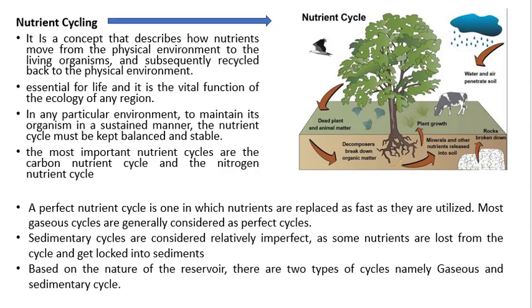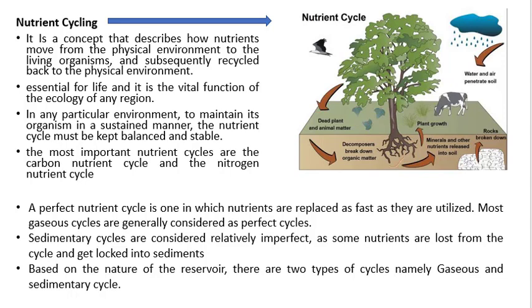Our first biogeochemical cycle is nutrient cycling. Nutrient cycling is a concept that describes how nutrients move from the physical environment to the living organisms and subsequently are recycled back to the physical environment.